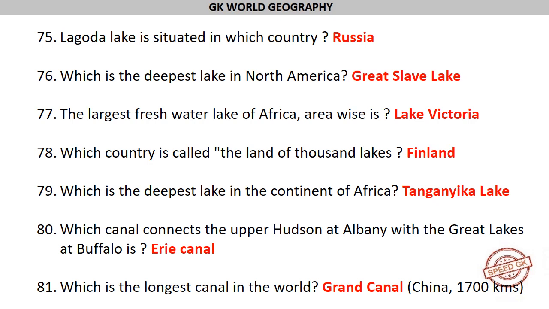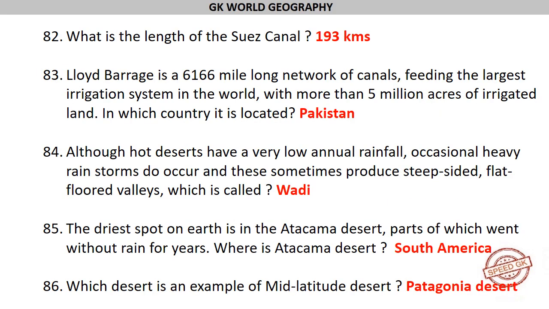Which is the longest canal in the world? Grand Canal, China, 1,700 kilometers. What is the length of the Suez Canal? 193 kilometers. Lloyd Barrage is a 6,166-mile-long network of canals, feeding the largest irrigation system in the world, with more than 5 million acres of irrigated land. In which country is it located?